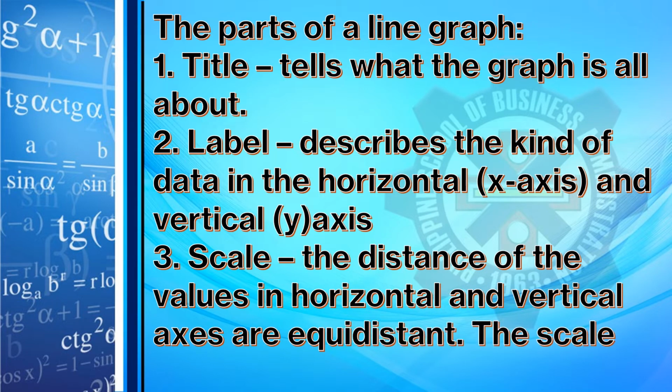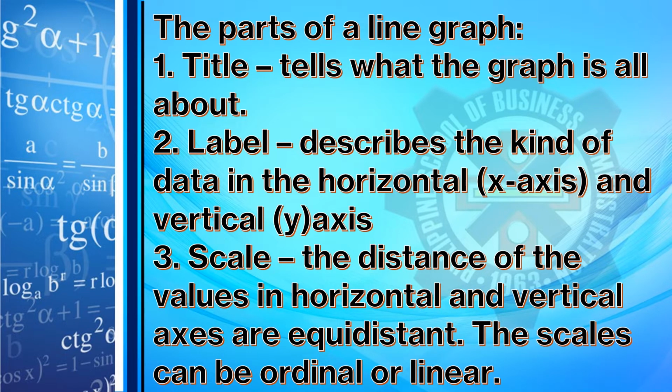We have the scales. The distance of the values in the horizontal and vertical axes are equidistant. The scales can be ordinal or linear. So meaning to say, dapat yung distance ng bawat scales natin are equidistant. So kung sila ay difference of 5, dapat yung data nila from time to time ay equals to 5. Same with the x-axis or the y-axis. So dapat scale nila ay pare-pareho, hindi sila yung magkakaiba. So yung scales natin, pwede nating i-represent as ordinal or yung magkakasunod or linear.